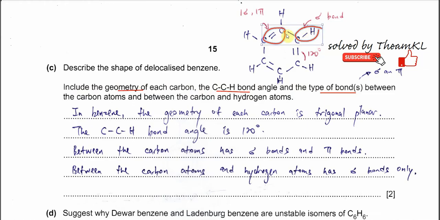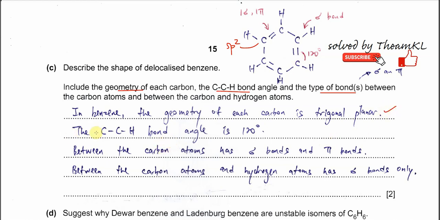So first, we need to know the geometry of the carbon. In benzene, the geometry of each carbon is trigonal planar. Why? Because all these carbons, as I told you just now, are sp2 carbons. sp2 carbon means the carbon has 3 bonding pairs, meaning 3 electron clouds, and they are bonding pairs, and therefore it has this trigonal planar geometry. So each of these carbons has trigonal planar geometry. Okay, this is the first one.